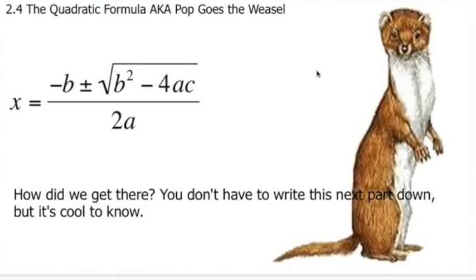So you may not have been a fan of completing the square. What we're going to do today is talk about the quadratic formula. Now, the quadratic formula is a helpful way, again, another way that you could solve any quadratic equation, as long as you plug in the values into the formula.